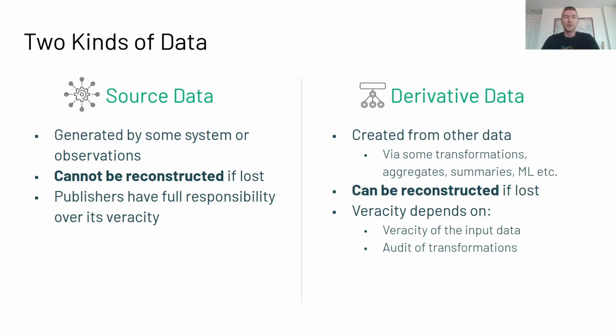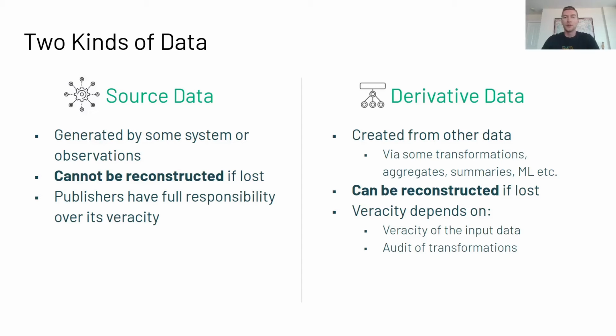A key aspect of ODF is this clear separation between source and derivative data. Source data is something generated by some external system or as a result of observations. So you can think of me recording weather data outside of my window as a type of source data, because if this data is lost, it cannot be reconstructed from anything. So publishers have full responsibility over the veracity of the source data because nobody else can prove it. So it fully relies on the reputation of the publisher.